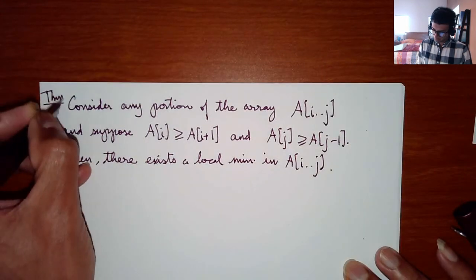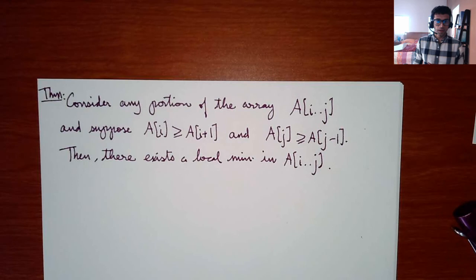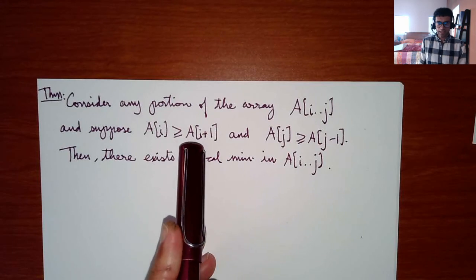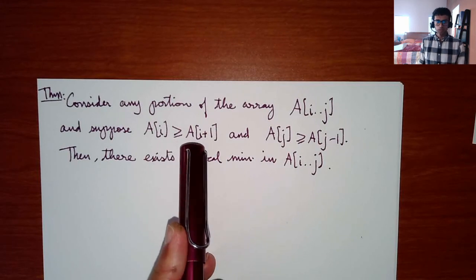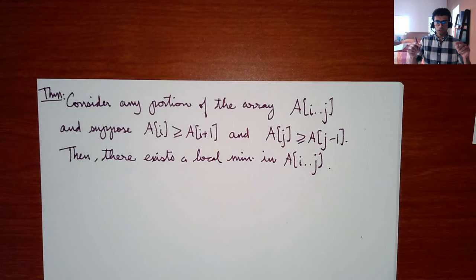You can prove it. Prove it by induction, because you can actually very easily see that either A[i+1] is a local minimum or A[i+1] and j satisfy this condition. You get a proof by induction.